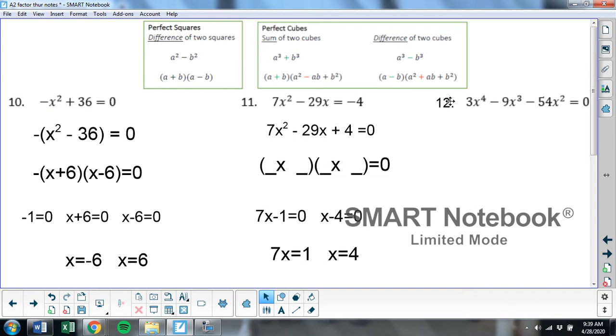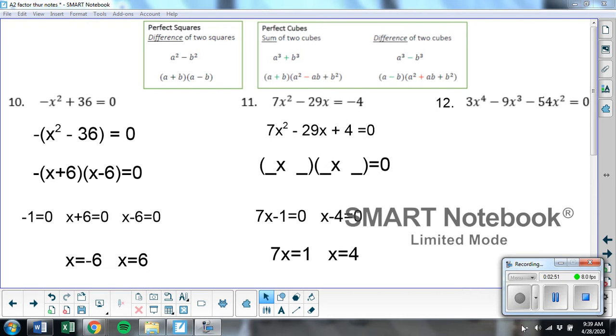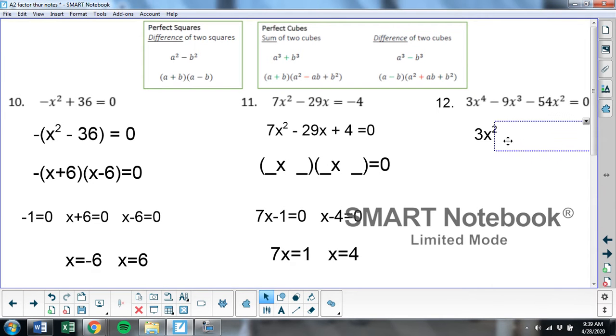Do you see a GCF on the left side? They all have a 3. They all have at least 2 x's. So let's divide by 3x squared. So when I divide the first term by 3x squared, I'm left with x squared. Divide negative 9x to the third by 3x squared. And divide your third term by 3 and by x squared.